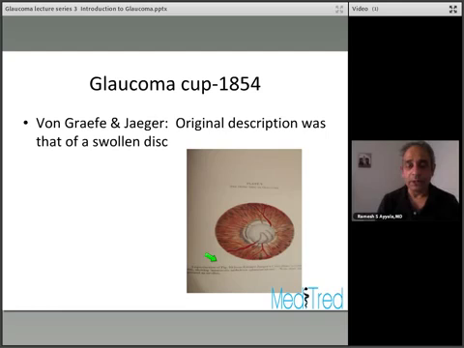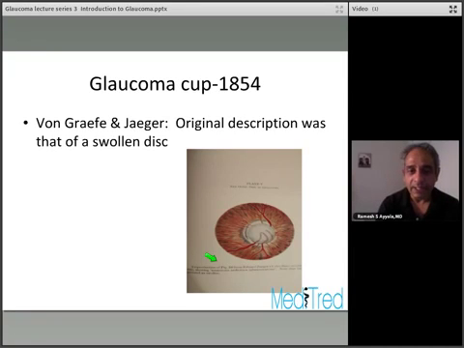So fast forward to 1854, the next major evolution in the history of glaucoma goes to Von Graefe and Jaeger. Both of them, within a few months, I believe, described the appearance of the optic nerve head in a glaucoma patient, and with the direct ophthalmoscope that was recently invented at that point in time.